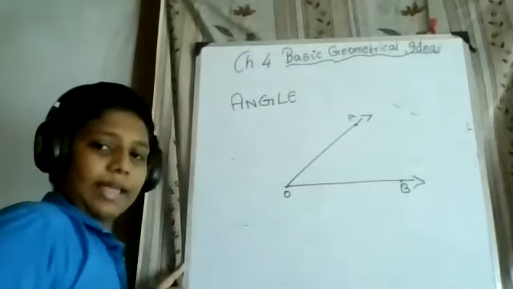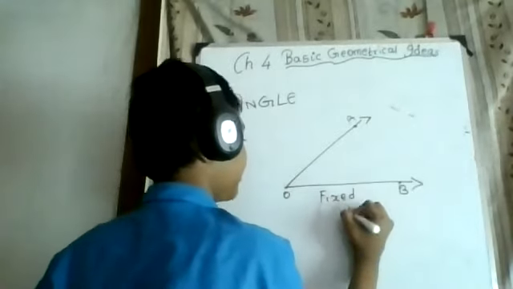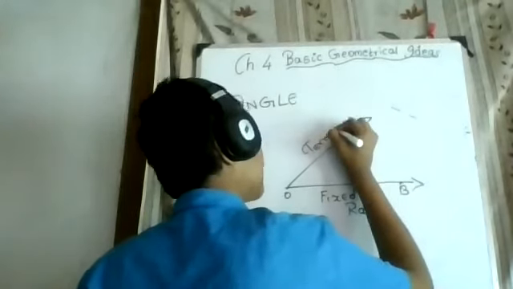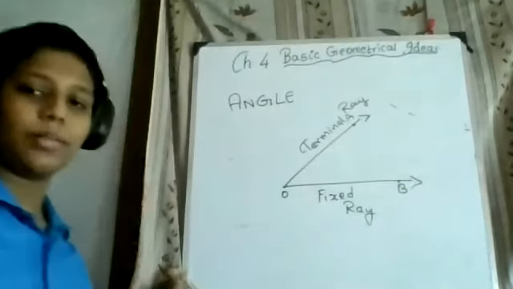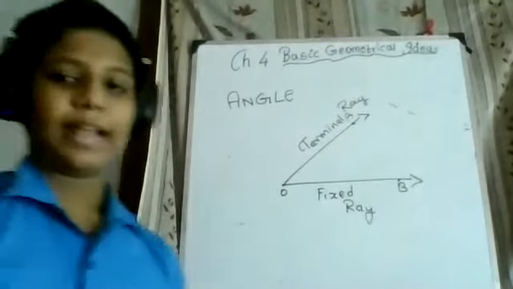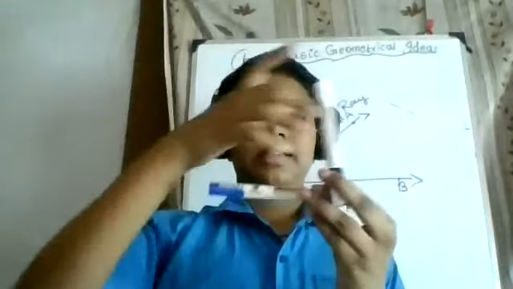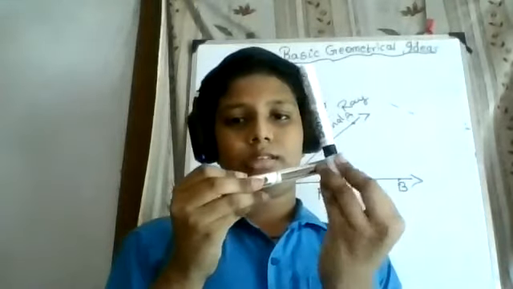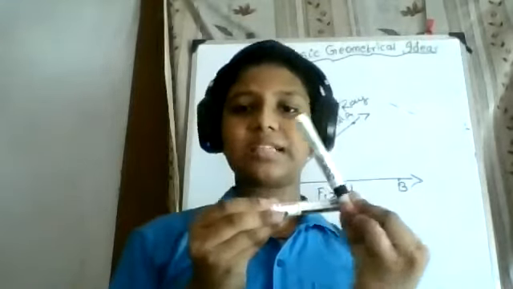Okay, for an angle, one ray is fixed. That is the fixed ray. And this is the terminal ray. So this ray will be moving, and the fixed ray will be in the same place. See, for example, this is the fixed ray and this is the terminal ray. See, it moves like this. The terminal ray moves, but the fixed ray stays at a point.